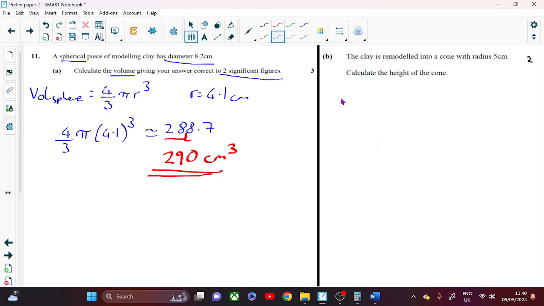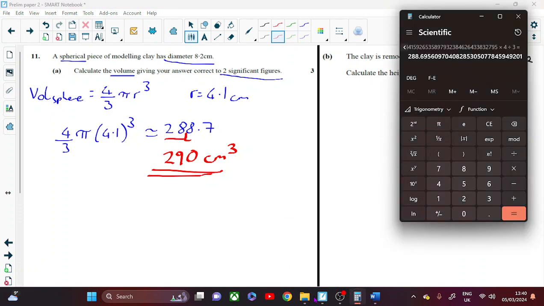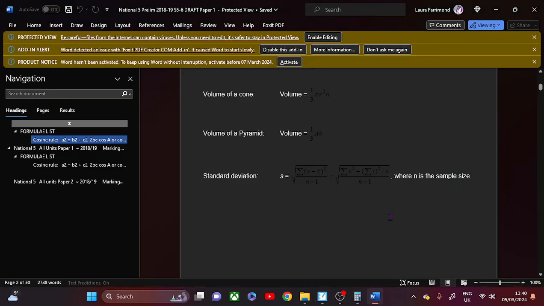Now we're going to use that answer in part B. The clay is remodelled into a cone with a radius of 5 centimetres. Calculate the height of the cone. This is where you need to look back at your formula sheet again. That's not my formula sheet, here we go.